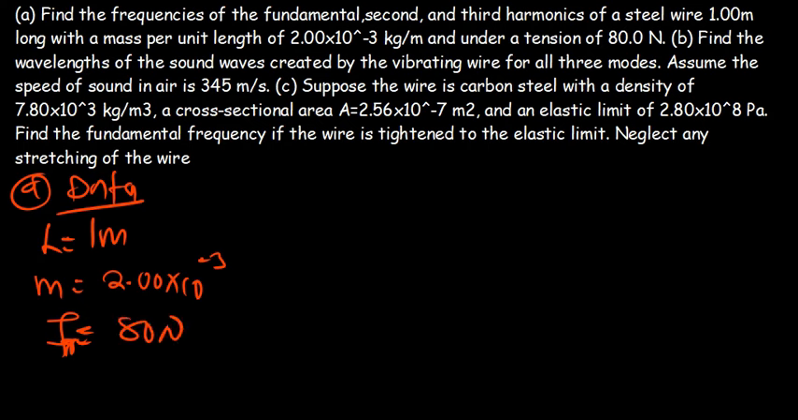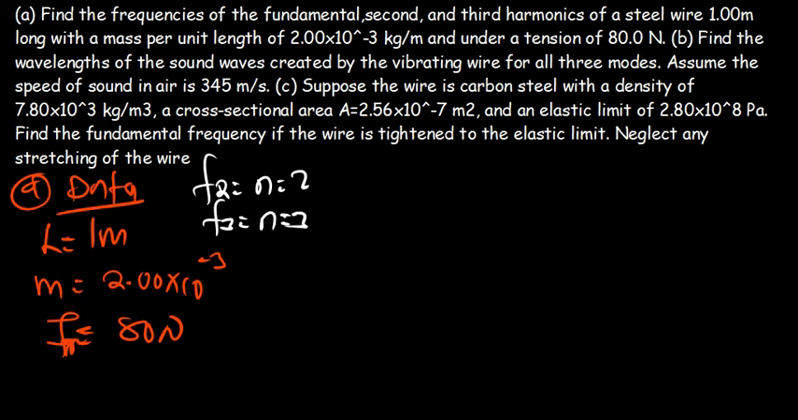Okay. So I'm going to solve this question using two different methods because I think I've explained three formulas on how to find the fundamental frequency. The question is, find the frequencies of the fundamental, second and the third. We are not interested in the first fundamental frequency. So for the second fundamental frequency, N is equal to 2. For the third, N is equal to 3.